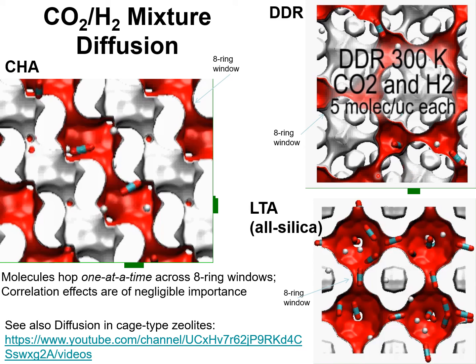So if you want to prevent or avoid slowing down effects, you should choose 8-ring zeolites such as chabazite, DDR, LTA, ERI as host materials.